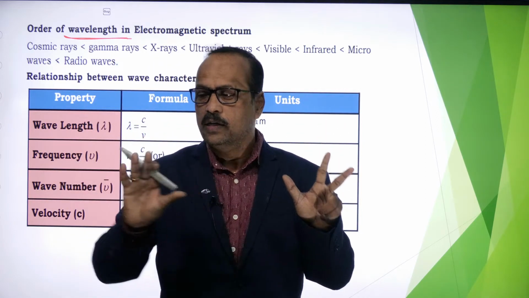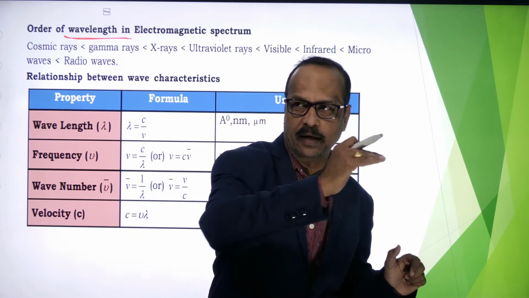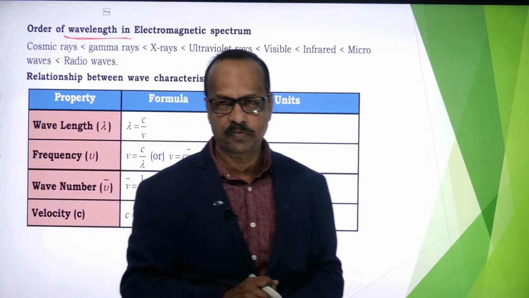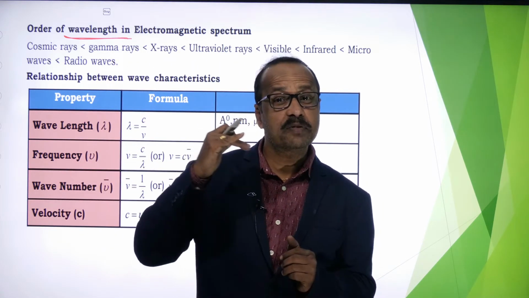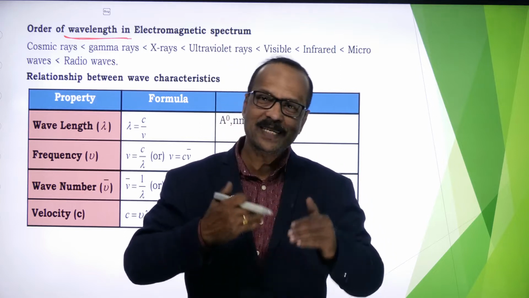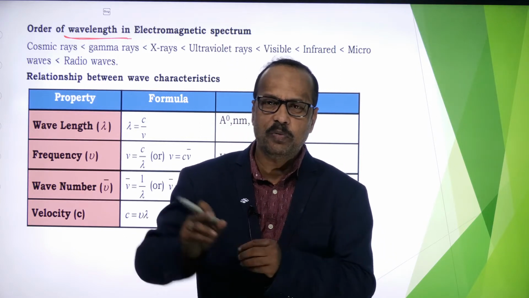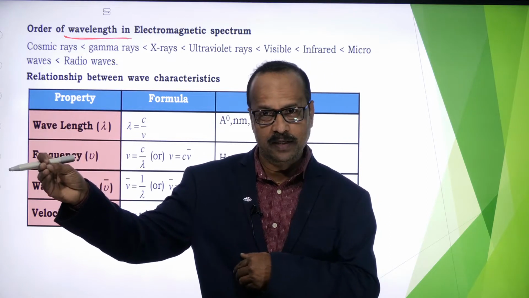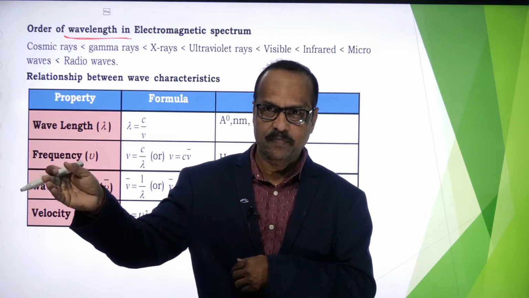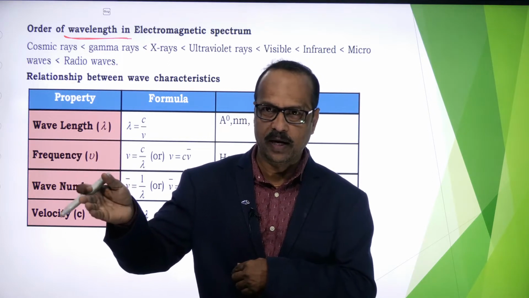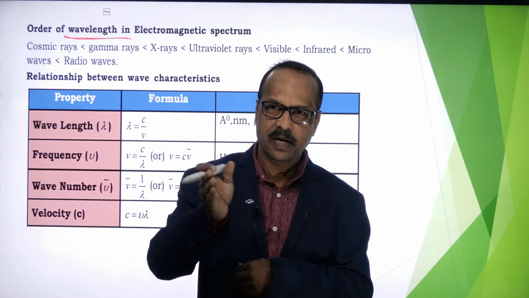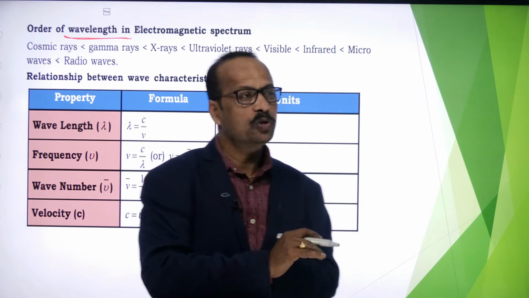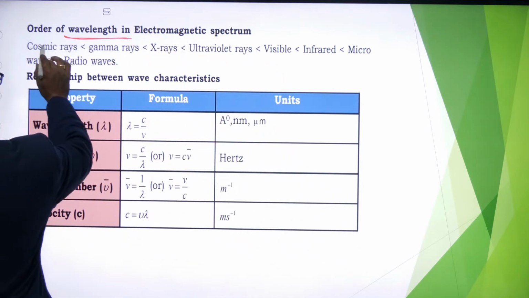So this is the order. As we move from left to right, the frequency is decreasing and the wavelength is increasing. The least wavelength radiations are cosmic rays, then a little more gamma rays, then X-rays, ultraviolet, visible, infrared, microwaves, then radio waves.